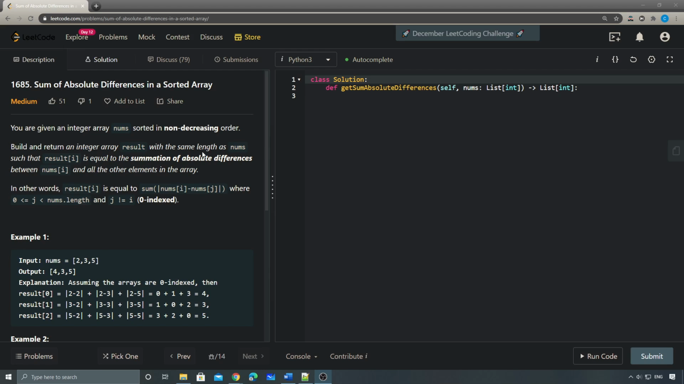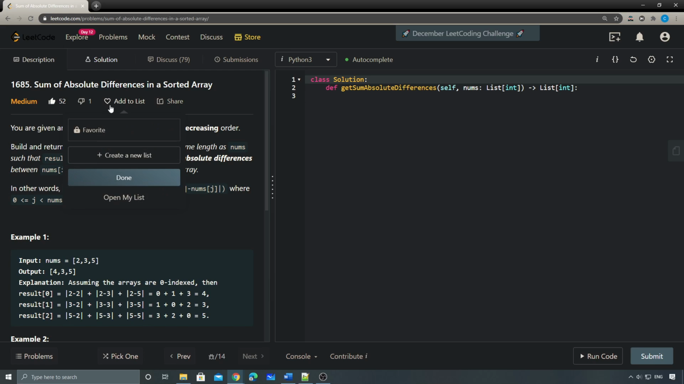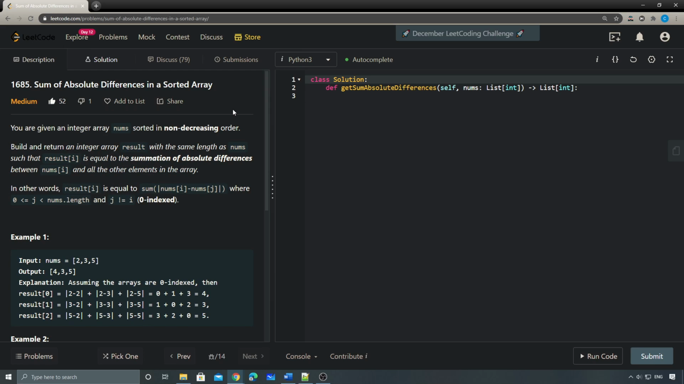So this time, let's take a look at 1685, sum of absolute differences in a sorted array. This one is a very interesting problem to me, at least. You're given an integer array nums sorted in non-decreasing order. Keep in mind, this is a sorted array.